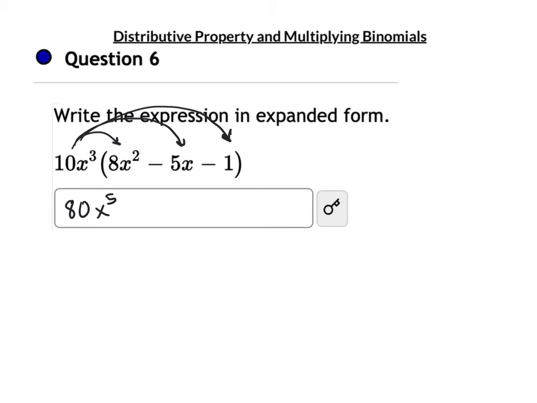10 times negative 5 is negative 50. We write minus 50. This is x to the first. X cubed times x to the first is x to the fourth. And the last one, 10x cubed times negative 1. Anything times 1 is itself. So this is negative 10x cubed.